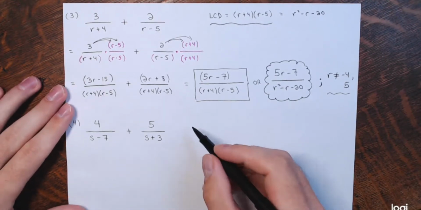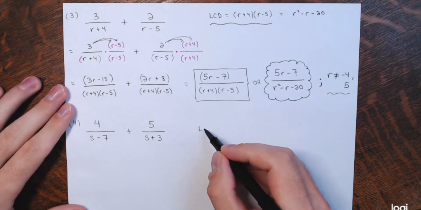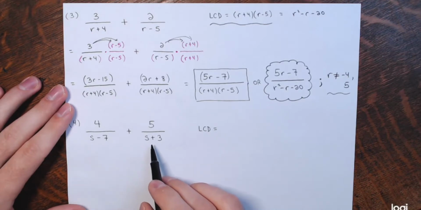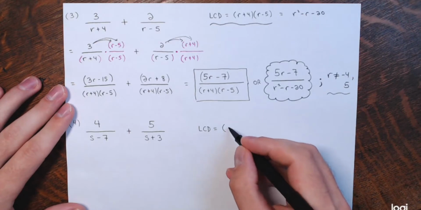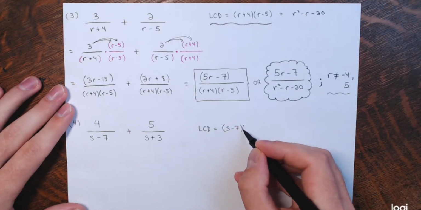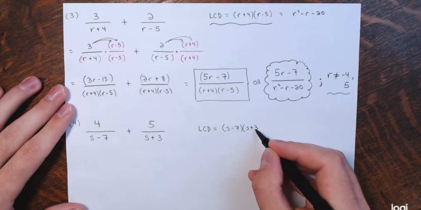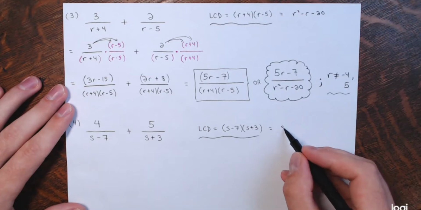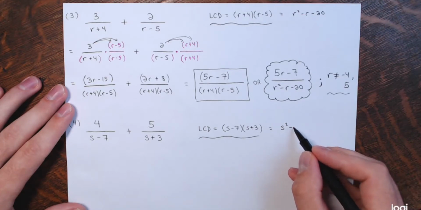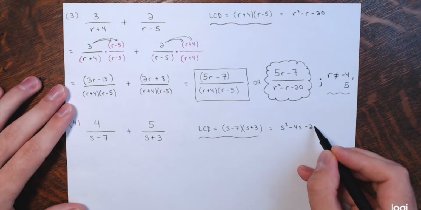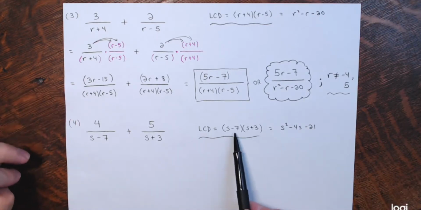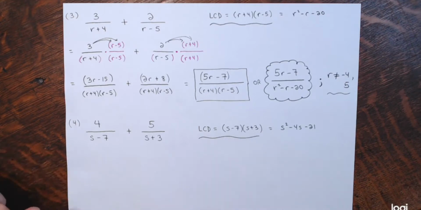So I'm hoping you can see that the LCD, which the denominators are already as factored as they can be: S minus 7, S plus 3. So just S minus 7 times S plus 3 is the LCD. Right? So this is what I want. That would be S squared minus 4S minus 21 if you multiplied it out, but I'm going to leave it factored. This is what I want to be the denominator of both of these.